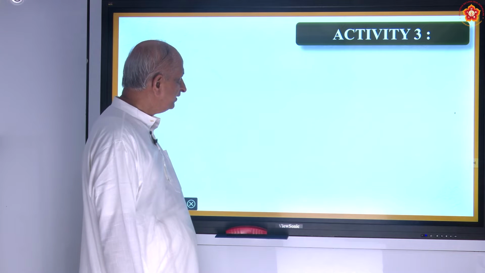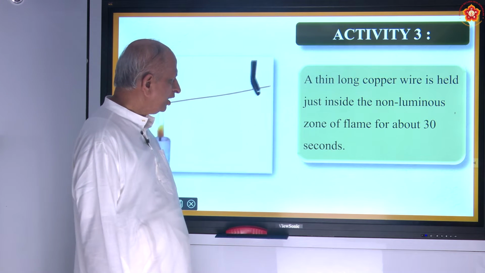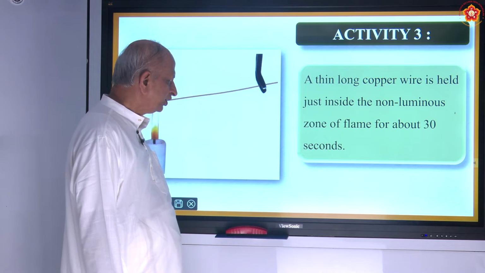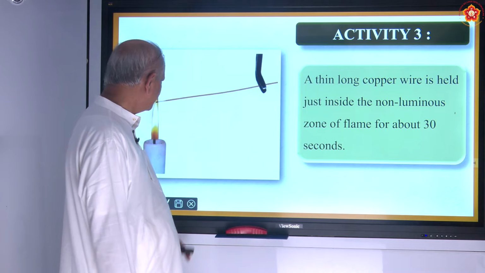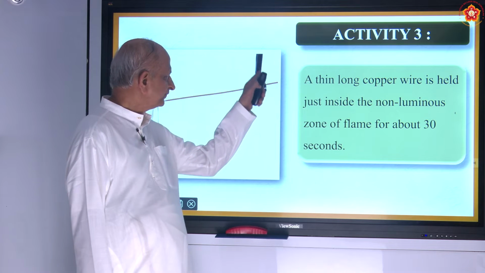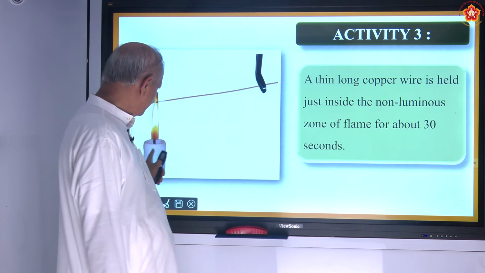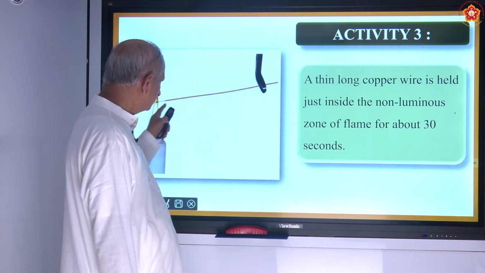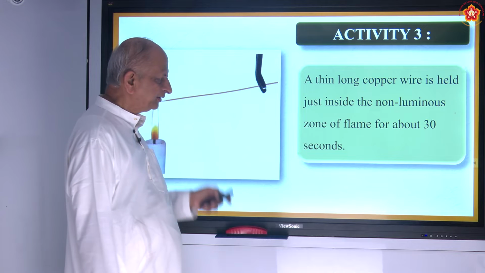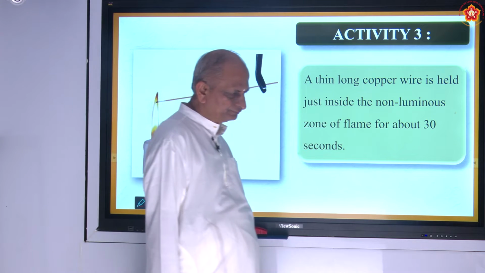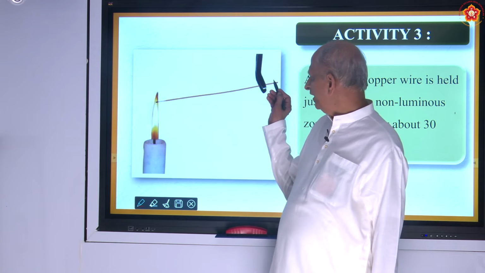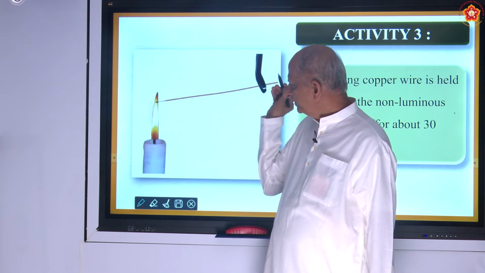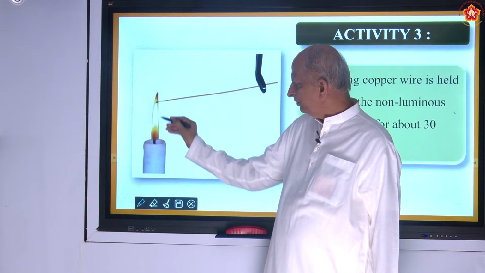One more activity: a thin long copper wire is held just inside the non-luminous zone for about 30 seconds. So this is the copper wire, this is the flame of the burning candle. This is the non-luminous zone. So the copper wire is brought here. What do you observe? Can you see? All of you can see now?